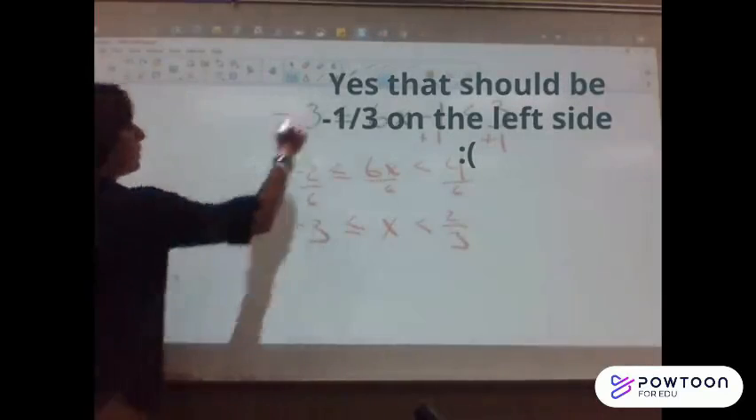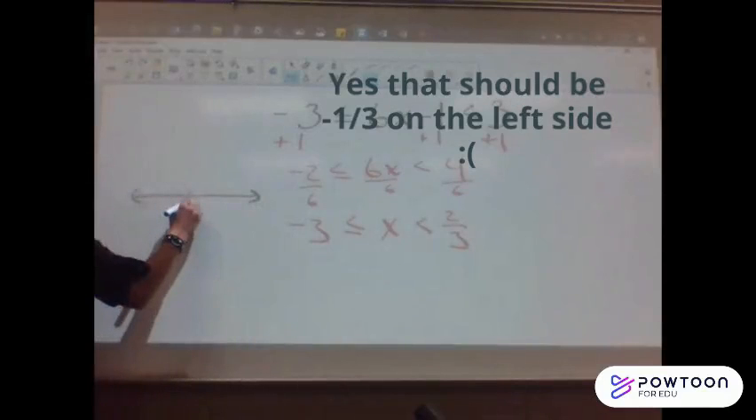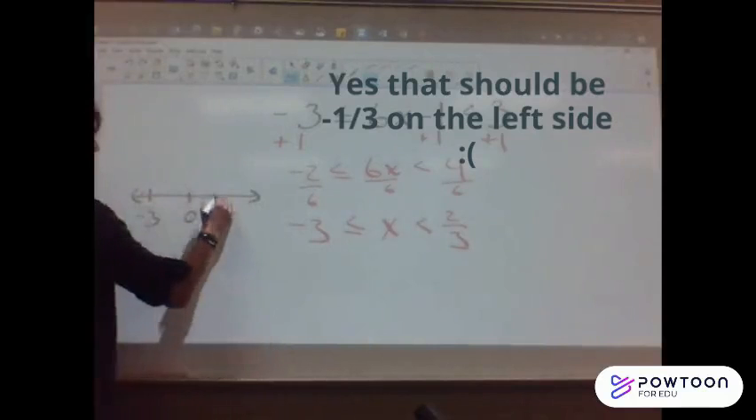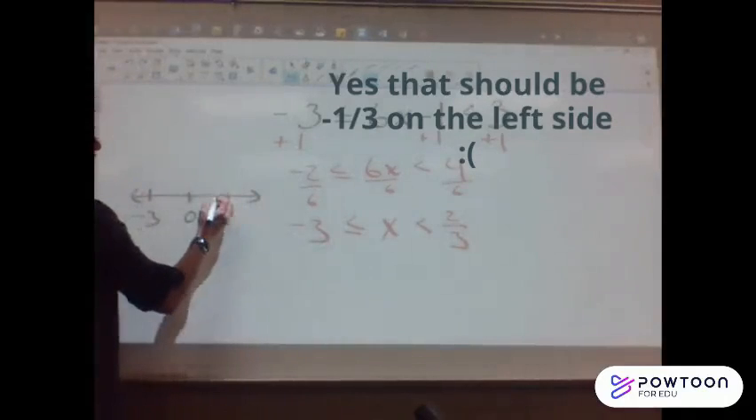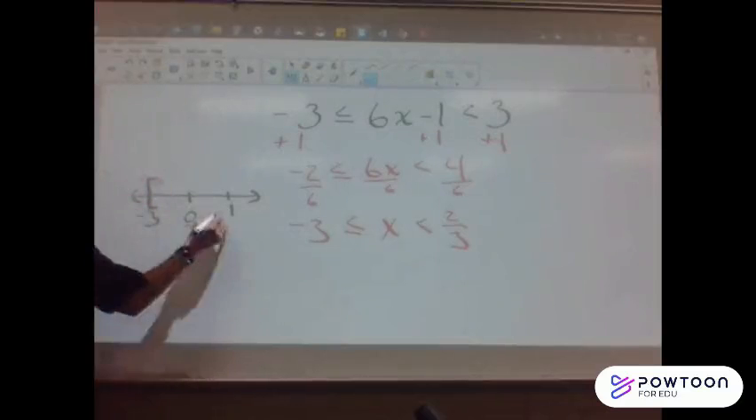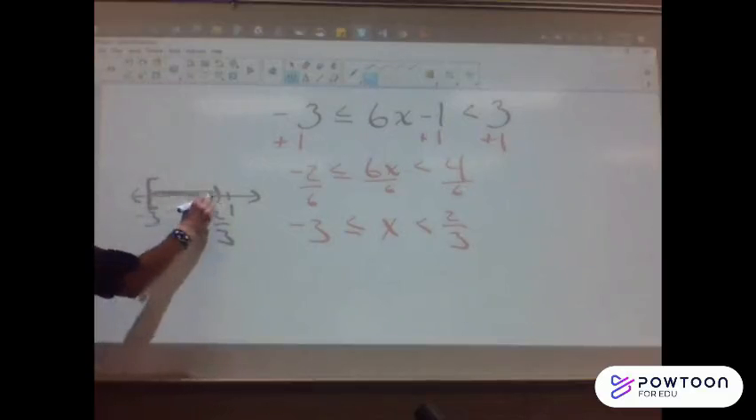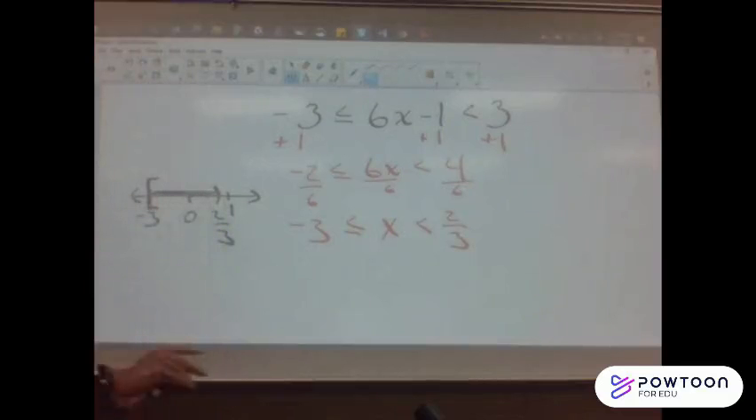Okay, now with our number line, okay, we're going to use the bracket on -3, a brace on 2/3, and we shade in the middle. Kind of a little better.